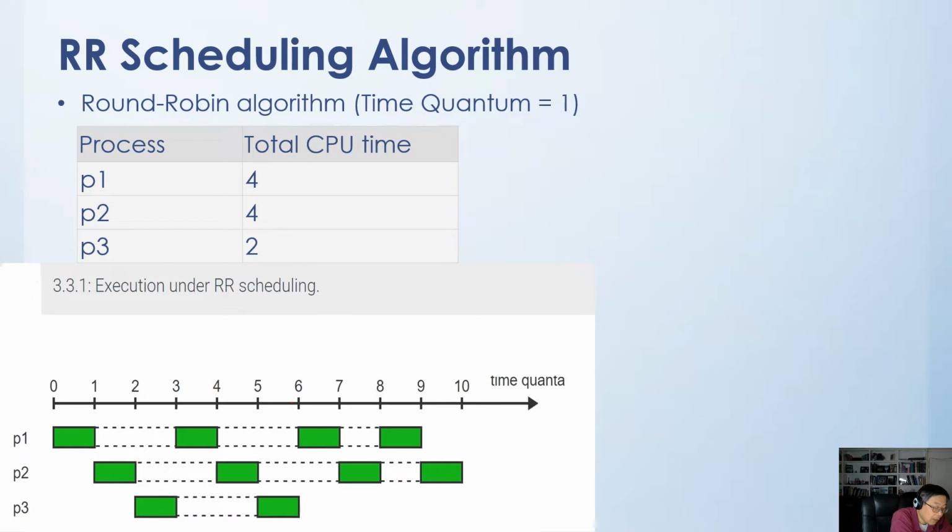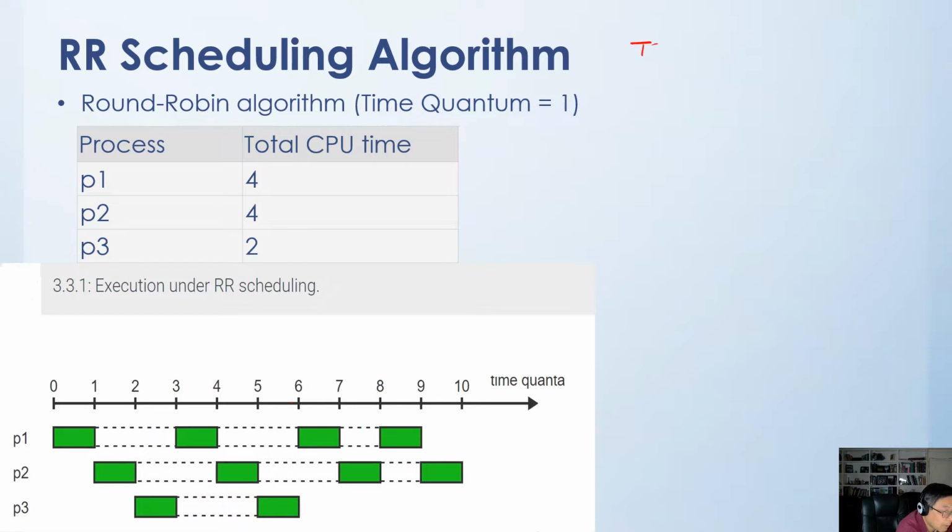Okay, now let's check the performance of the round robin scheduling algorithm. So let's take a look at the turnaround time for each process and the average turnaround time, and also the waiting time for each process and the average waiting time. Okay, let's take a look at turnaround time.